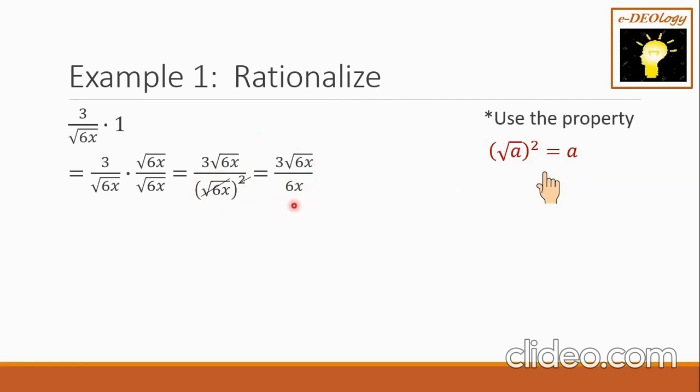But we can see here that the numbers 3 and 6 can still be simplified. We can cancel the 3 and the 6. So the 3 becomes 1, the 6 becomes 2. So in the denominator, it becomes 2x. In the numerator, it is 1, but that number 1, we will not write it anymore. So only the square root of 6x comes here. So our final answer is the square root of 6x over 2x.